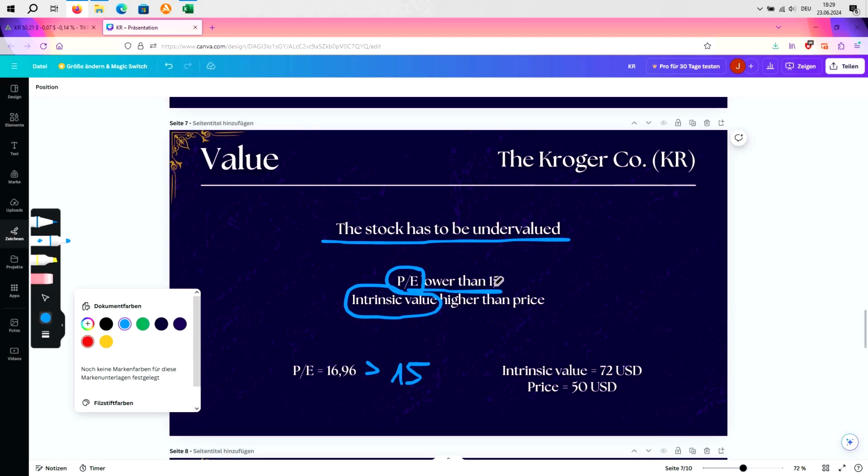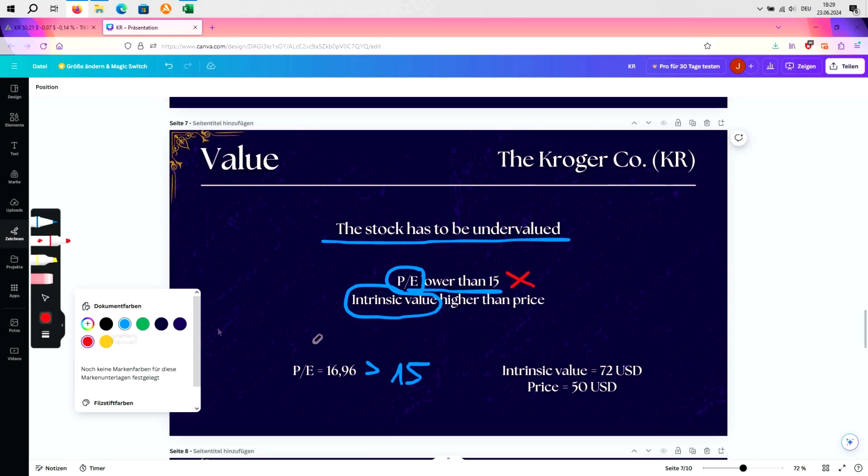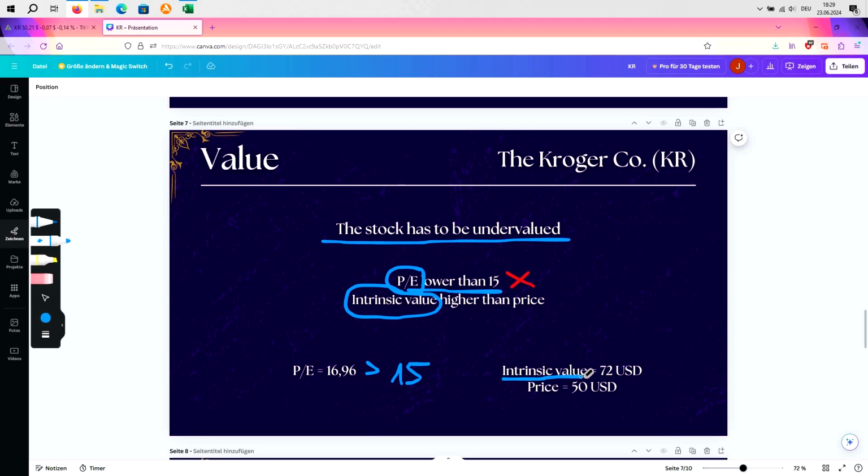So still I will mark P/E ratio as a bad thing. And now we come to the intrinsic value. As a beginner, bro, intrinsic value might sound a bit complicated, but don't worry, okay? Because intrinsic value, as you can see right now here, tells you what would be the fair price of this stock at exactly this moment, okay?